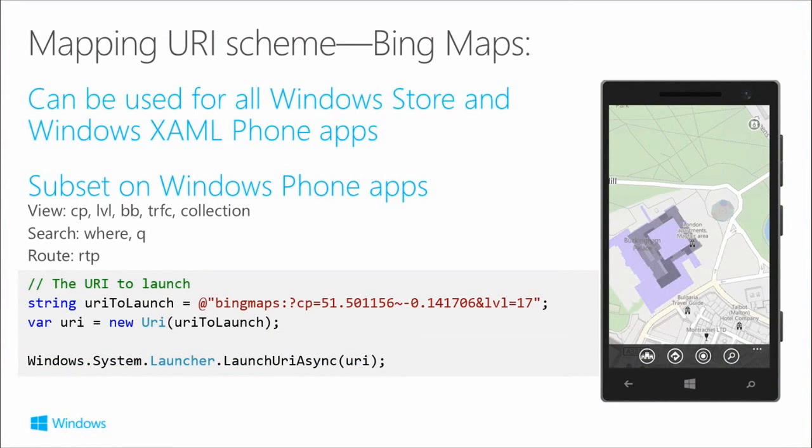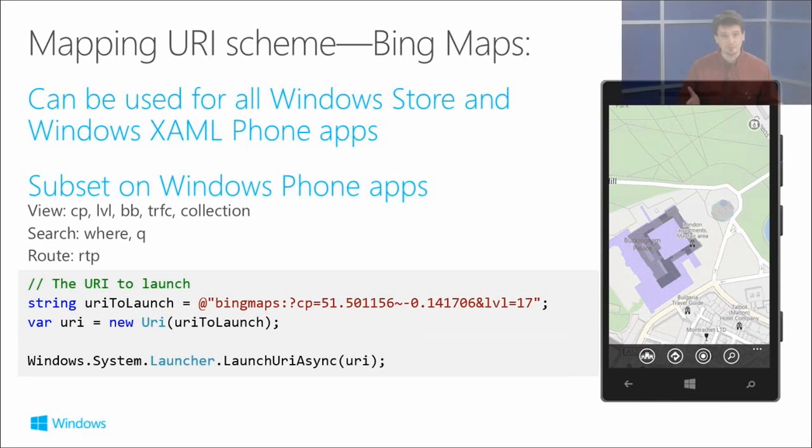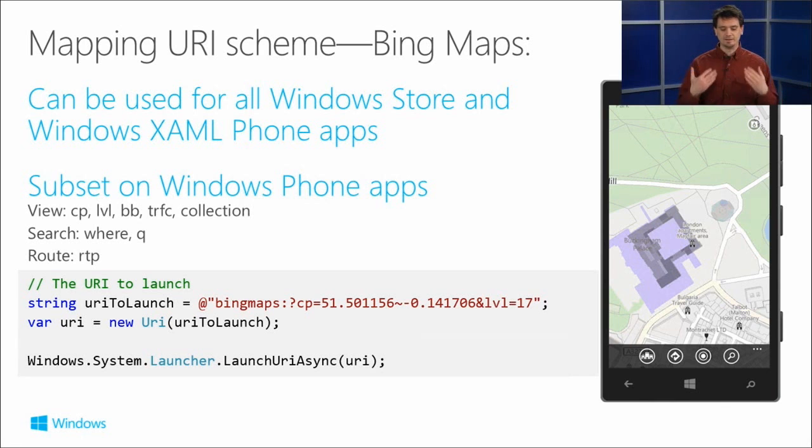So we start with launching mapping applications. This is just a mapping URI scheme, and the first version is a mapping URI scheme that launches to Bing Maps. It can be used cross-platform, on Windows Store and Windows XAML apps, and it uses all the same parameters. It's really simple. We just create a new string, give that string a URI scheme and some parameters, and then push it to our launch URI async.